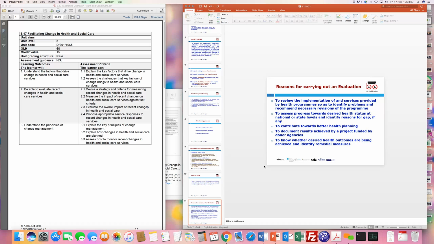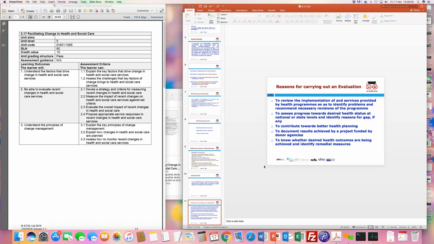Now, there are lots of reasons for looking at evaluation. Like we looked at monitoring, there were lots of reasons to look at monitoring. We wanted to measure performance, we wanted to look at a comparative, sometimes when you look at performance, and also to measure deviations. So why do we look at evaluation?